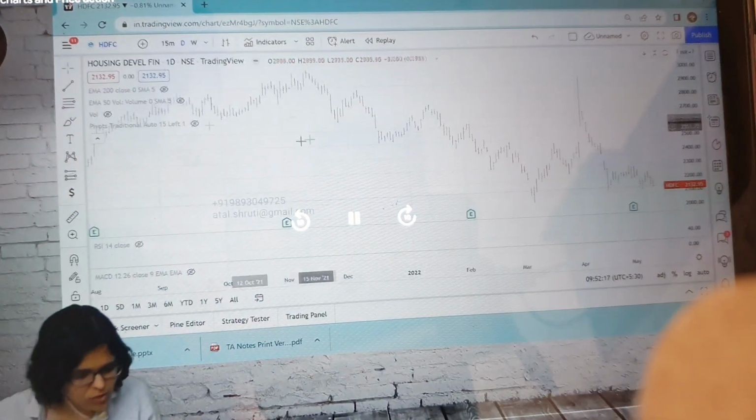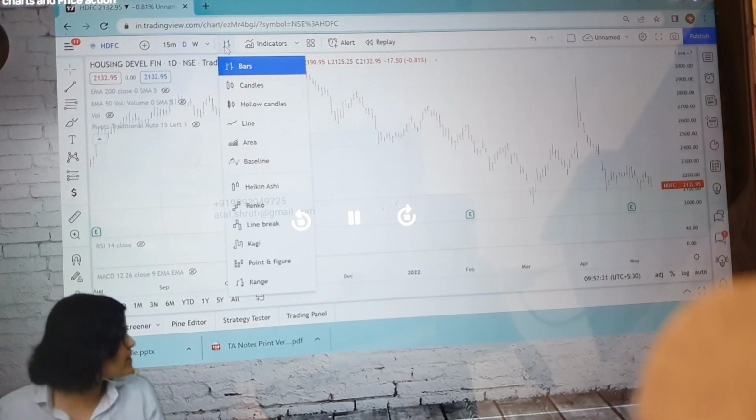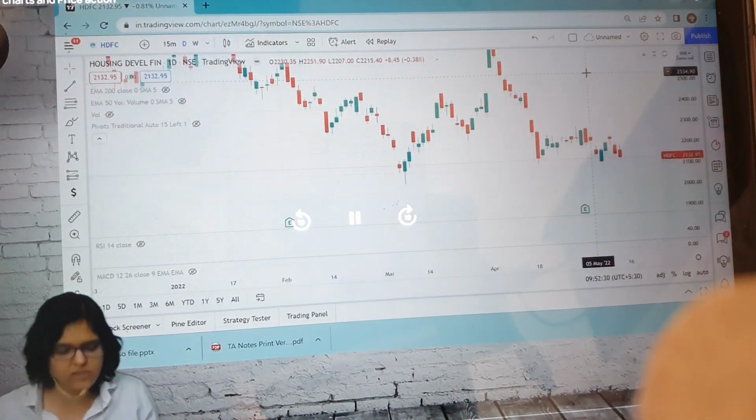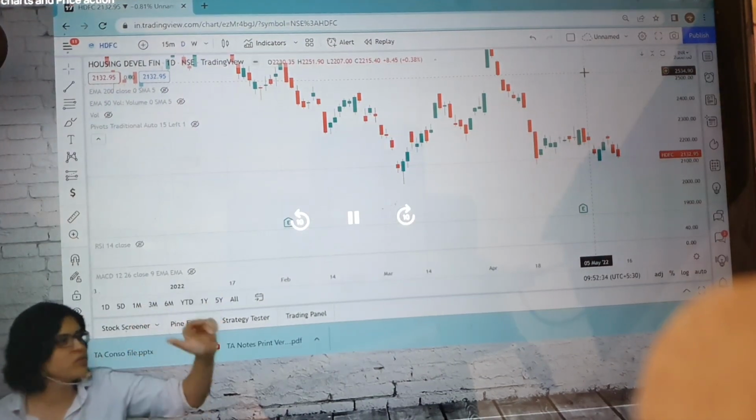These are the bar charts no one uses. Again, I click here, and what do I now select? Candles. Okay, see, so nice. Now, who has learned candles for the very first time today? I want everyone to raise hands. Those who learned candles for the very first time today. 1, 2, 3, 4, 5.